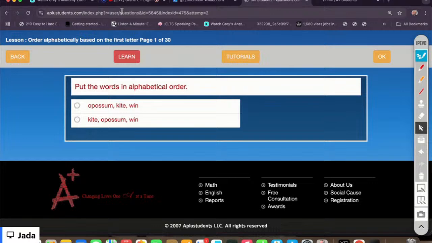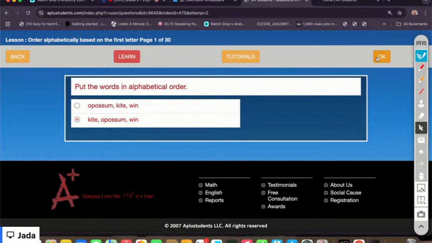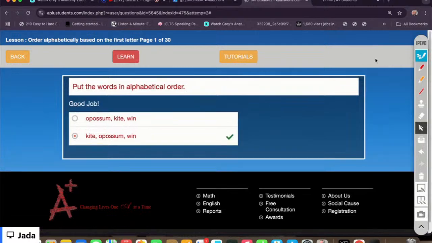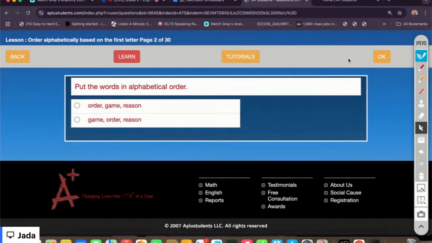So the one with the kite comes first, because K comes before O and W. So we have other, game, and reason. Which one comes first?